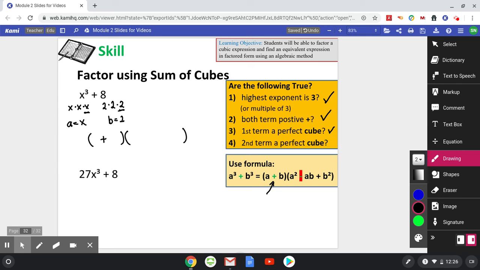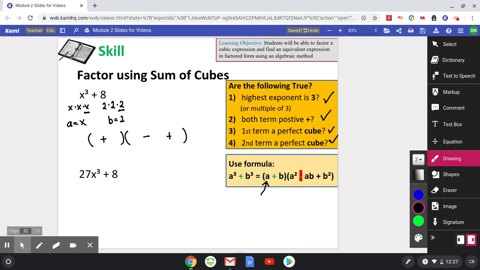The first sign on the second parenthesis has to be the opposite of which we just put. So the opposite of plus would be minus. And as mentioned before, the last sign is always a plus. So we have put all the signs correctly. Now let's start by putting everything in the formula.